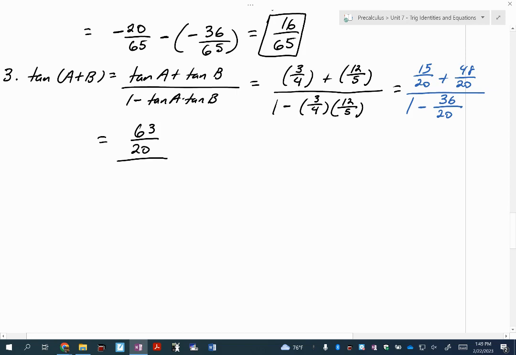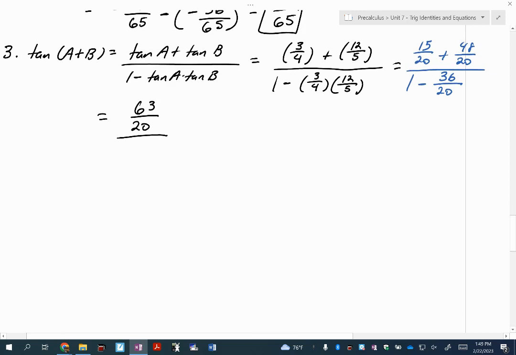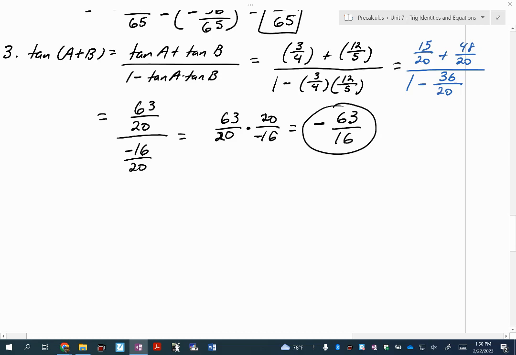All right, divided by 1 minus 36/20. So 1 is the same as 20 over 20. 20 minus 36 is negative 16, so negative 16/20. And if you were to rewrite this, that'd be 63/20 times, and you want to do the reciprocal, which is 20 over negative 16. You'll notice the 20s cross out, so you get negative 63 over 16. So that's it for the tangent of A plus B.